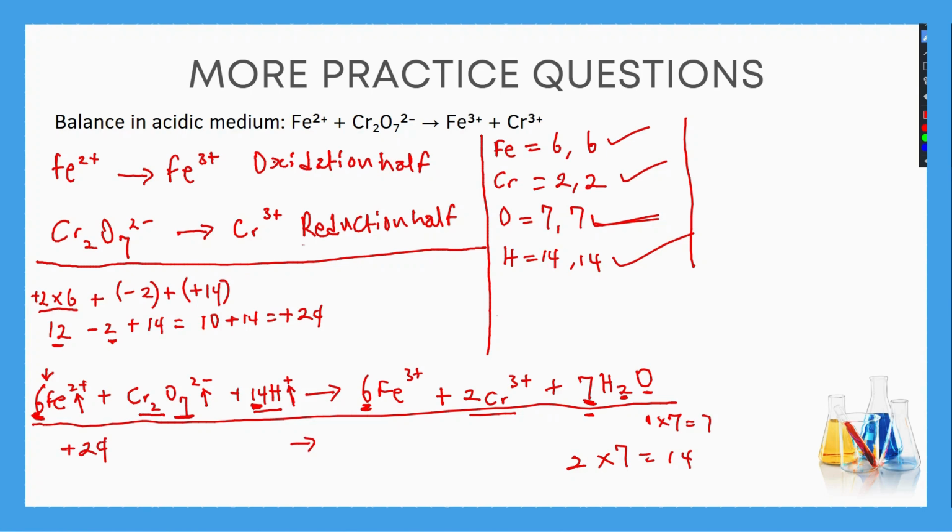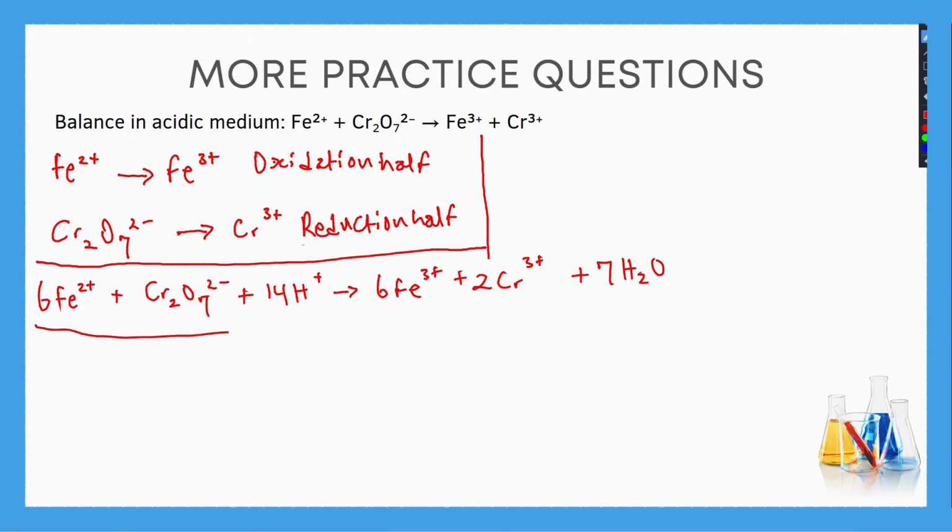Let's check out the right-hand side and see what we have. Over here, we have a charge of +3 multiplied by the coefficient of 6, so +3 times 6. And then we have a charge of +3 multiplied by the coefficient of 2. And then over here, there are no charges, so we say plus 0. So 3 times 6 gives us 18, plus 3 times 2 gives us 6. 18 plus 6 gives us 24. On the right-hand side, we also have a charge of +24. So the charges are balanced and the atoms are also balanced. So this is our final equation. This, my friends, is our final balanced equation in the acidic medium.